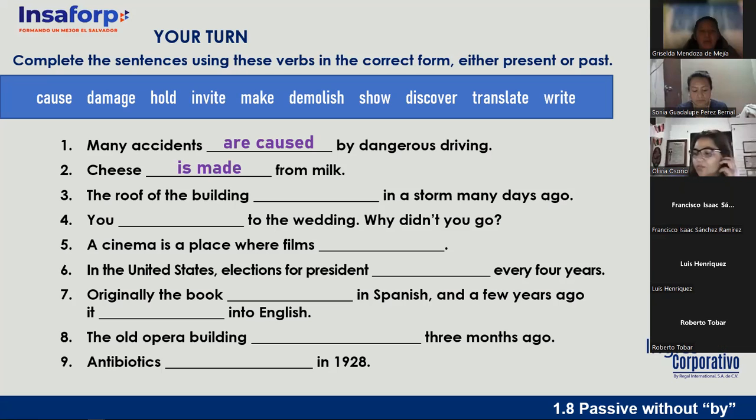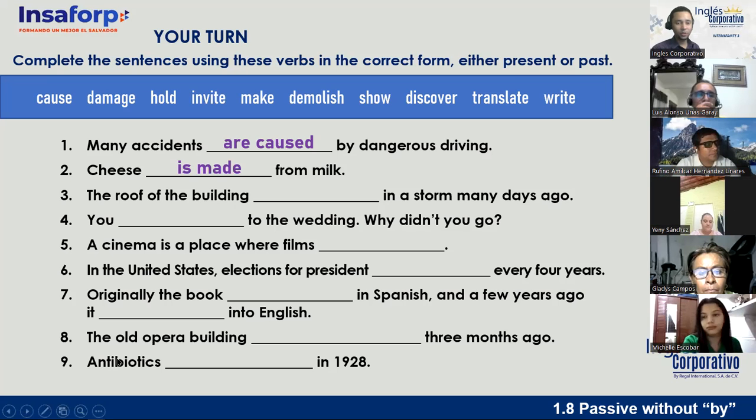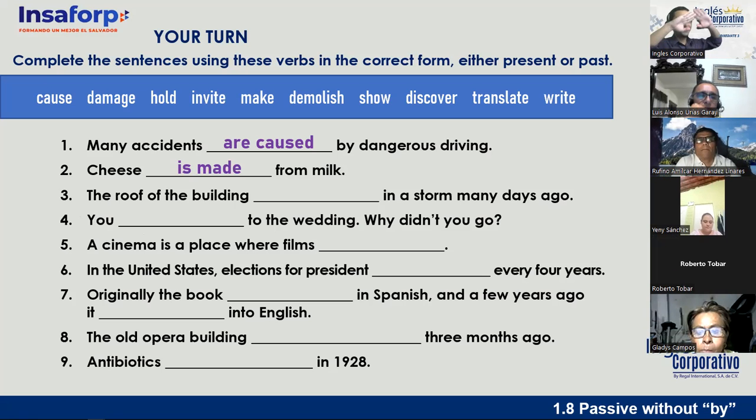Okay, very good. I saw somebody else wanted to participate. I think it was Estela. Estela raised her hand. So Estela, do you want to take on number three? Time out. Okay. Roberto Tovar is participating right here. Can you repeat it, Roberto, please?